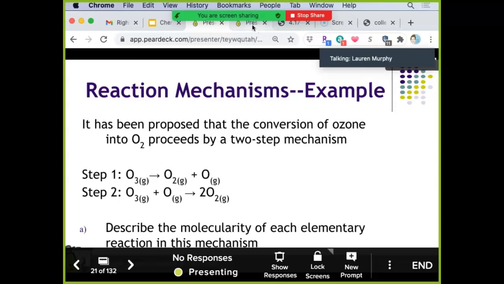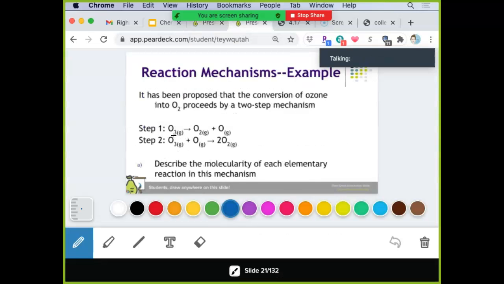So let's talk about molecularity. This first step, how many reactants are there? There's one, right? So that would be called unimolecular. Now, step 2, there are 2 molecules bumping into each other to make product. So that would be a bimolecular step.